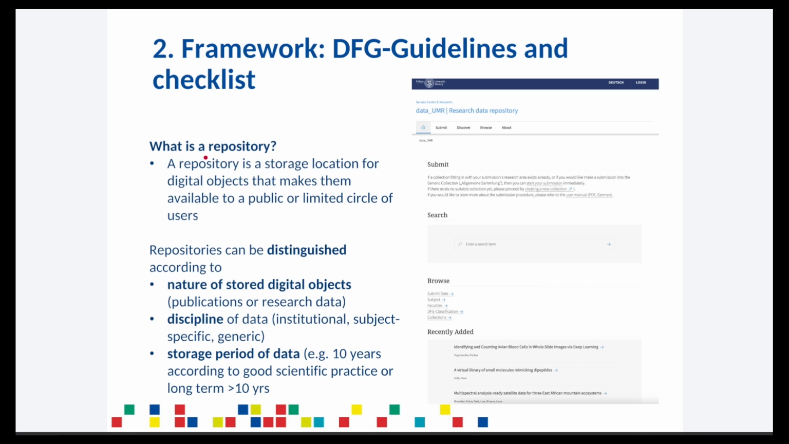Repositories can be distinguished according to the nature of stored digital objects, the discipline of the data, and the storage period of data. Here you see a screenshot of Data UMR, which is the data repository the Philipps University Marburg provides. That's a so-called institutional data repository. It takes up data from all researchers at the university, and it does not differentiate between disciplines.